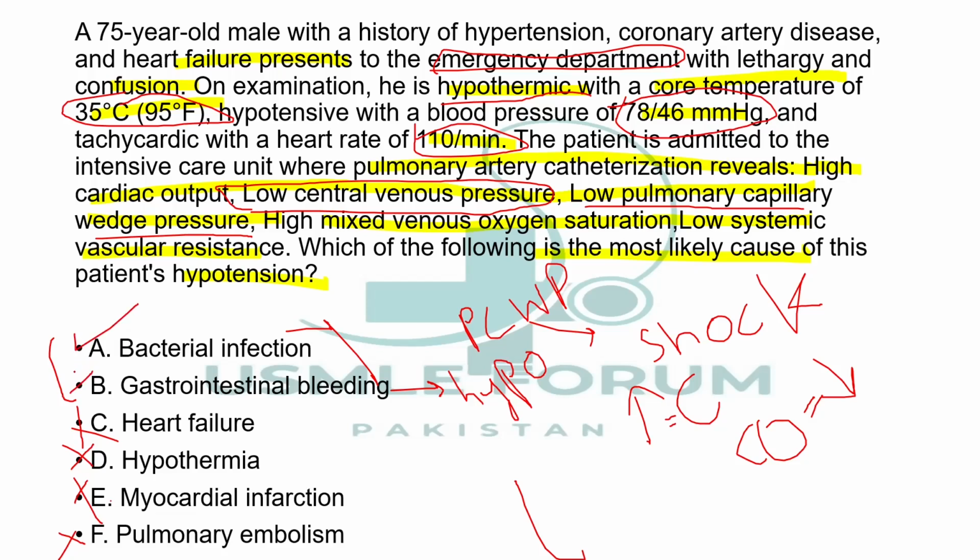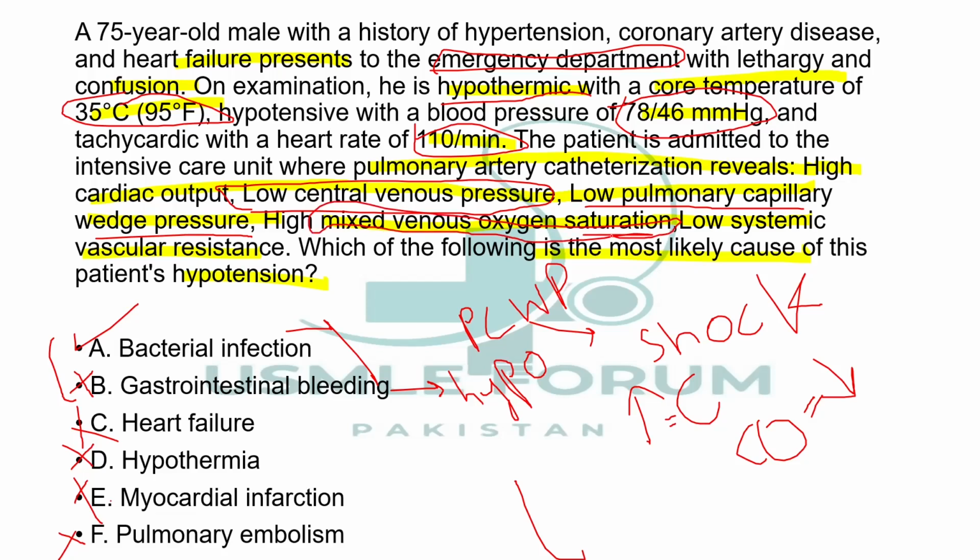This is septic shock, a subtype of distributive shock. All right, so you have to remember, guys, high PCWP signifies cardiogenic shock. High central venous pressure signifies obstructive shock. Low cardiac output signifies hypovolemic shock, and high mixed venous oxygen saturation also tells us that the heart is working fine.